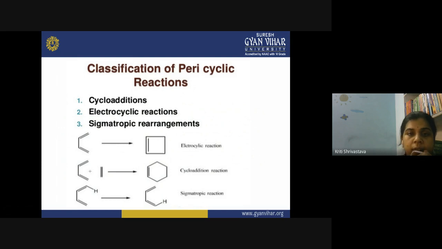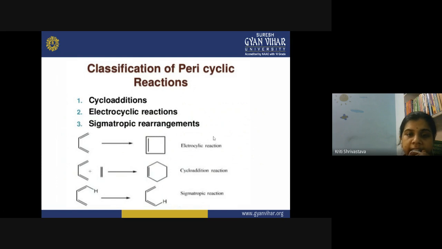So we have three broad categories of pericyclic reaction. One is the cycloaddition reaction, where I have two molecules. Two pi bonds are used up at the expense of... three pi bonds are lost, and one pi bond and two sigma bonds are formed.